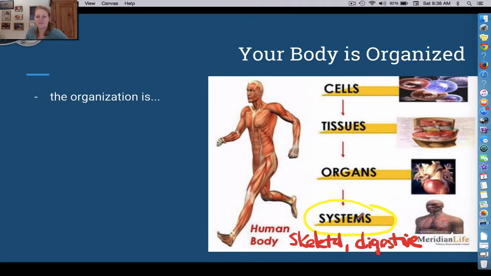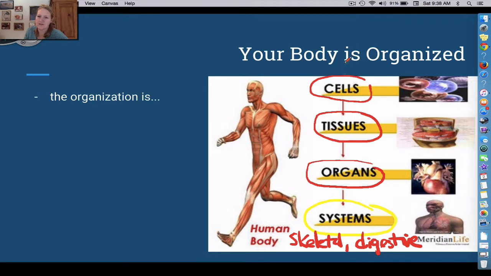So that's the system. Within that, the system is made up of a whole bunch of organs. The organs are made out of specific tissues, and then those tissues are made out of cells. We could take this one more level and say that the cells are made out of molecules and atoms.